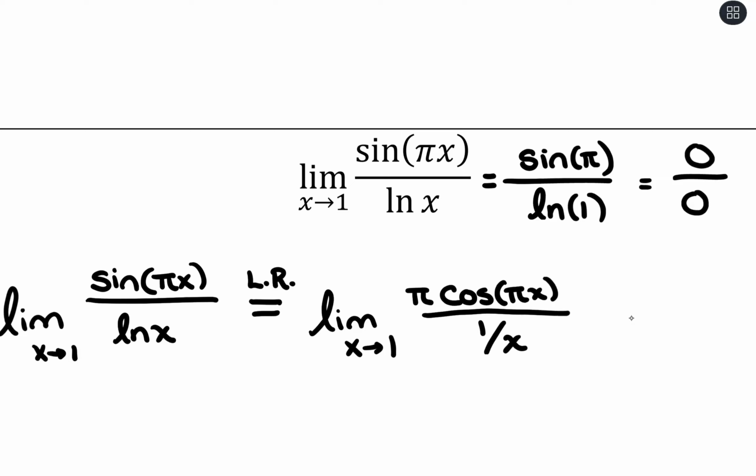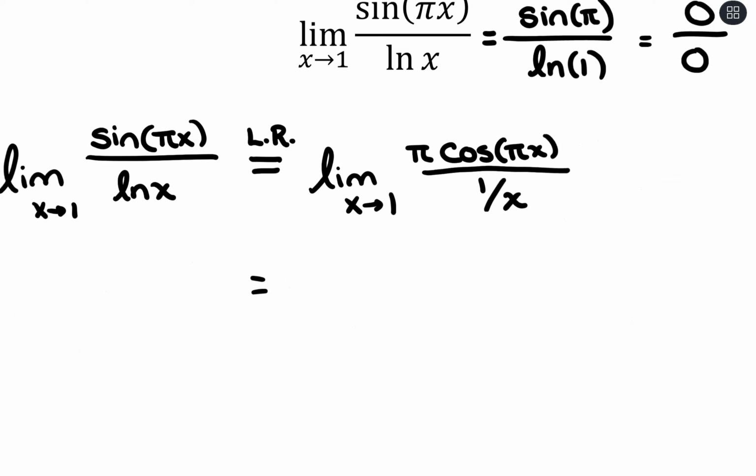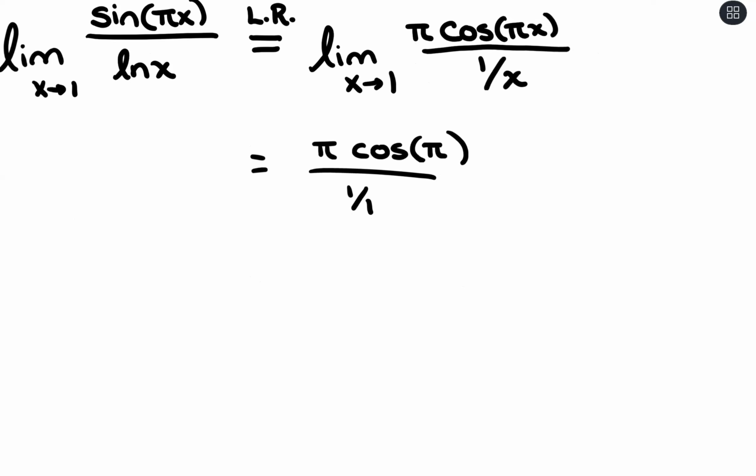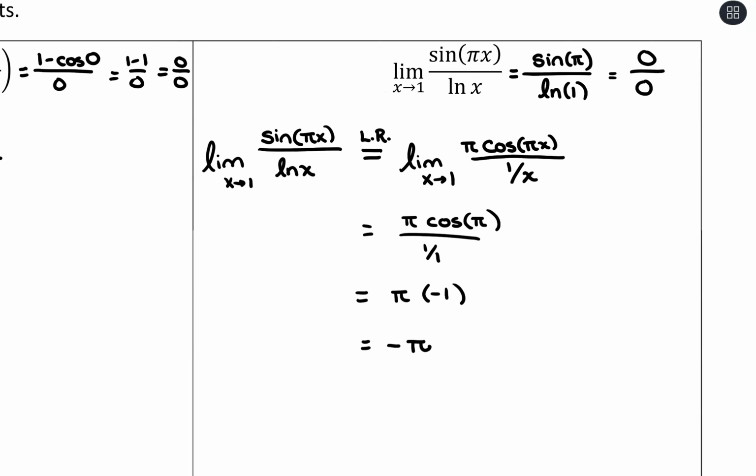And now we're going to plug in x equals 1. So plugging in x equals 1, we'll have pi times cosine of pi over 1 over 1, which is pi times cosine of pi, which is going to be negative 1. So this is all ending up at negative pi for a final answer. And we could check that out by graphing our original function, and as x is approaching 1, we should see an output around negative pi, even though it's undefined for our function.